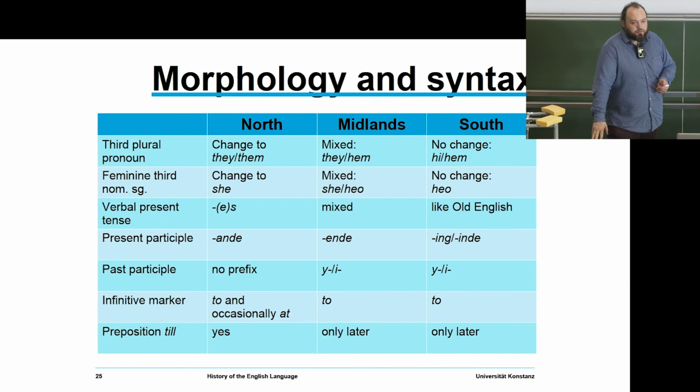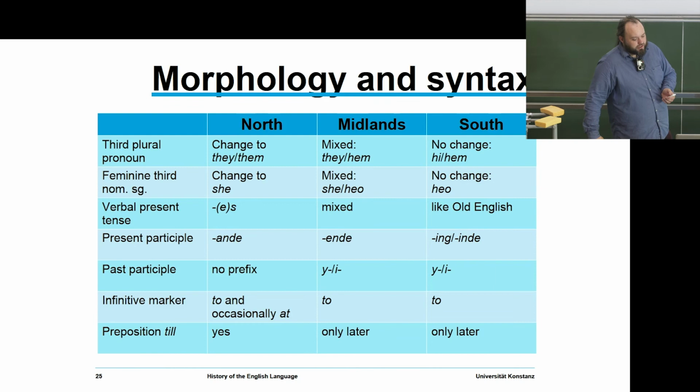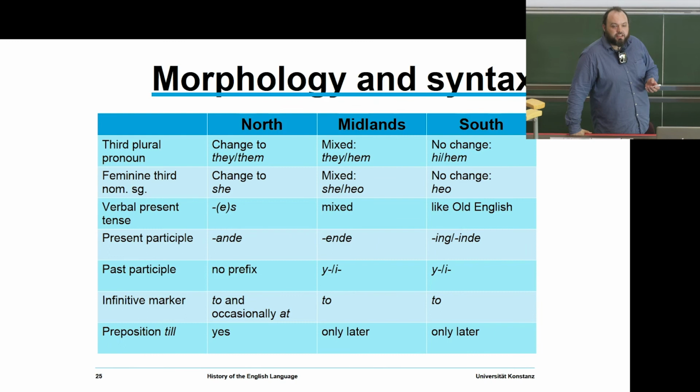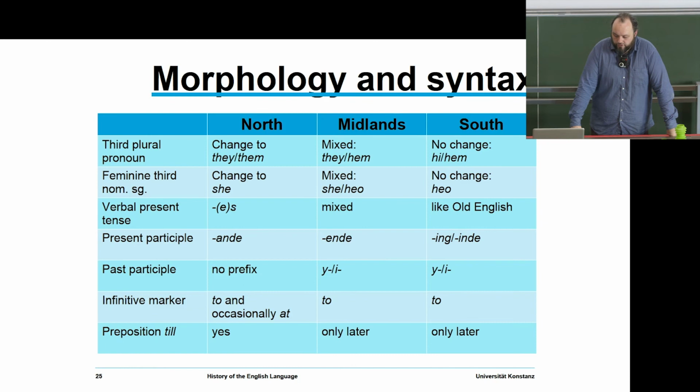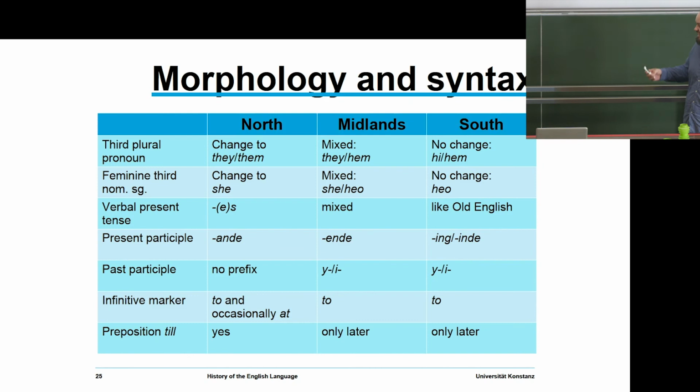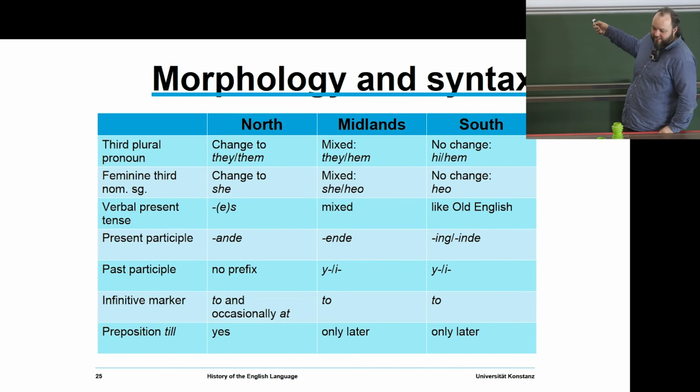The present tense ending s, as opposed to th, also develops in the north. So he loves versus he loveth, he does versus he doth. These forms are found first in the north. As for the present participle, the ing forms are found more often in the south. So we get ing and inde in the south, and we get ande and ende in the north and in the Midlands.